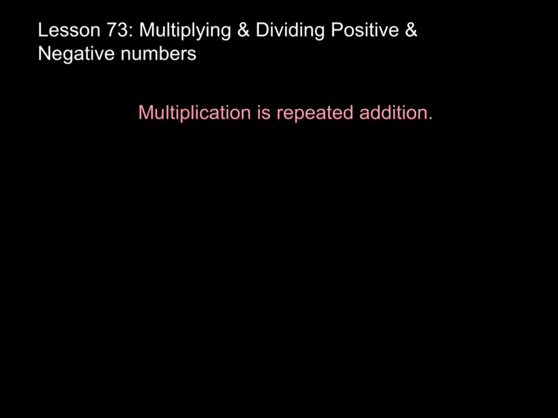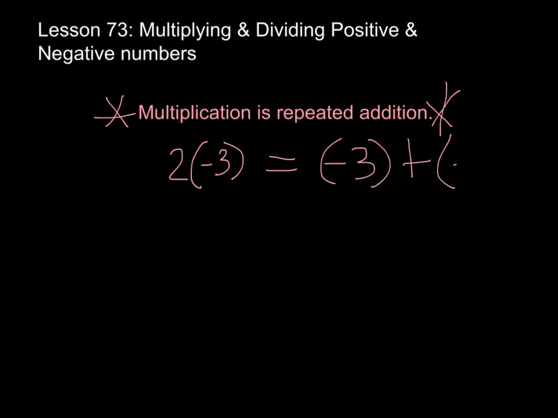Lesson 73 is on multiplying and dividing positive and negative numbers. Remember, multiplication is repeated addition. So that means if we're multiplying two numbers, if it's just 2 times 3, that's like saying 3 plus 3. What if you are asked to multiply 2 times negative 3? You can see this on a number line, or you can see this as negative 3 plus negative 3.